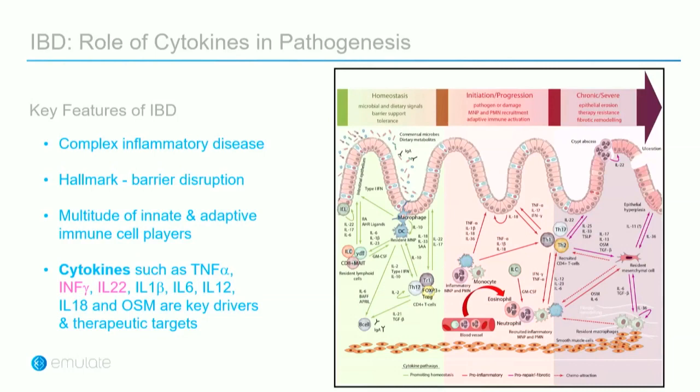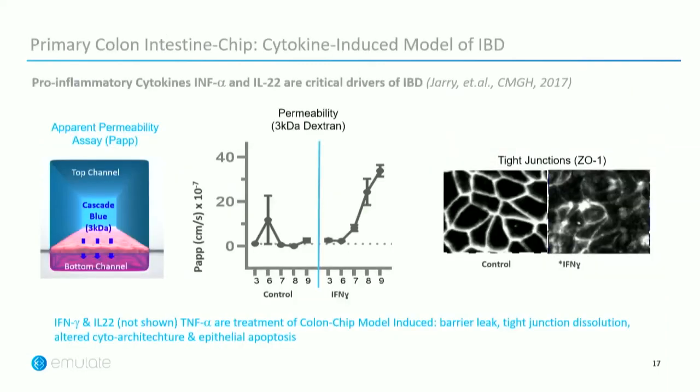It involves recruitment of diverse immune cells from the blood circulation and subsequent complex networks of cytokines and chemokines, which ultimately culminate in disruption of the epithelial barrier, mostly through the distal cytokines, interferon gamma and IL-22. So as an early proof of principle model of IBD, we just introduced interferon gamma and IL-22 directly into the model. And what we can see, by the permeability response that is quickly and rapidly elevated, and the tight junction dissolution, is that we can recapitulate this distal endpoint of the disease.